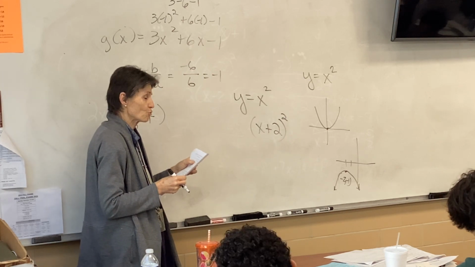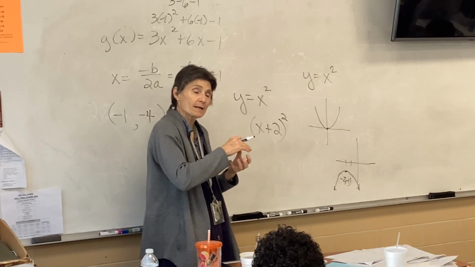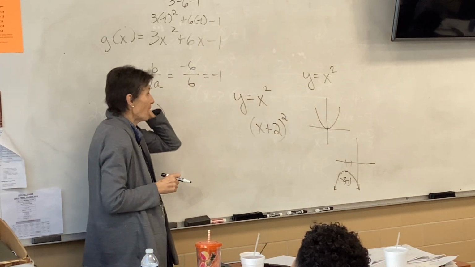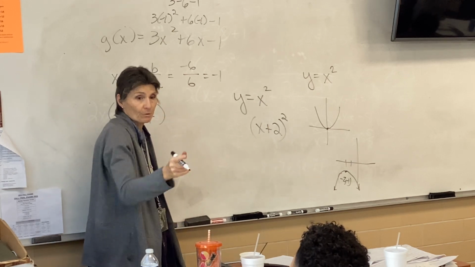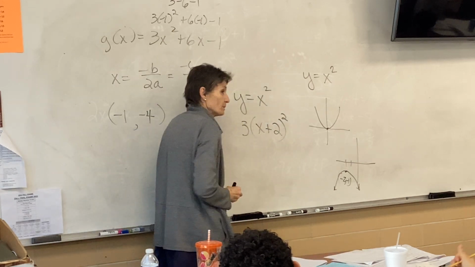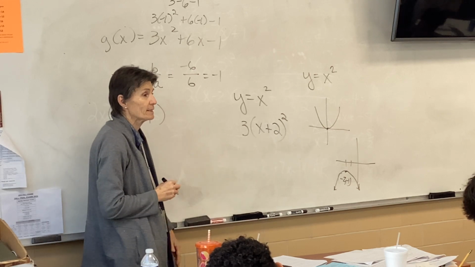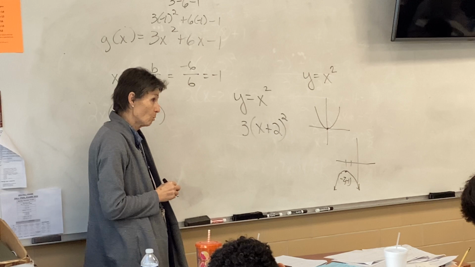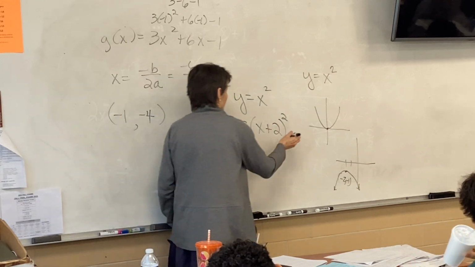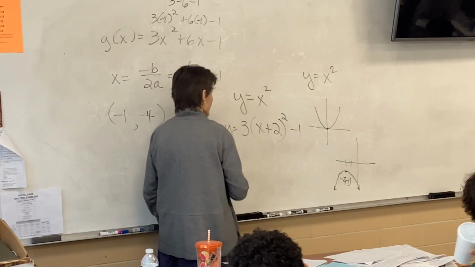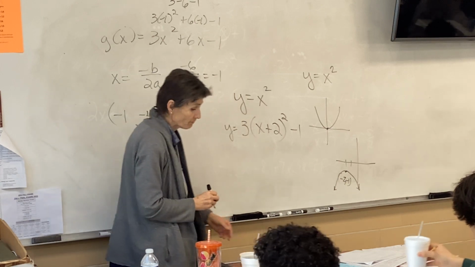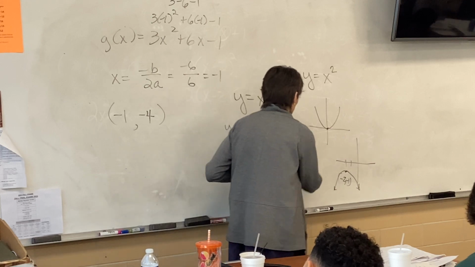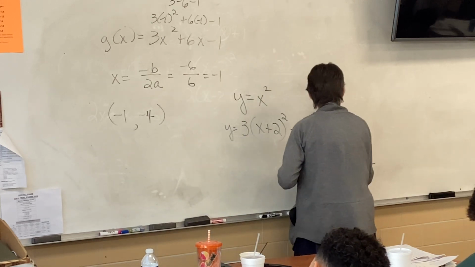Now I want to stretch it, not move it, stretch it, make it taller by a factor of 3. How do I do that? 3 in front. That's your vertical dilation, your vertical stretch or shrink right there. And then I want it to go down 1. Minus 1 at the end, and there's your equation. You went 2 left, down 1, and got stretched by a factor of 3.